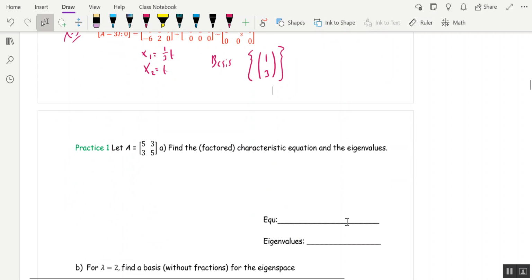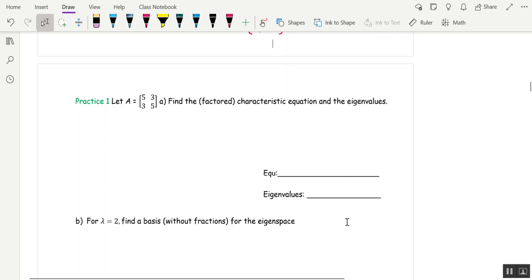Here's one for you to try. And I did not put the solution at the end, so pause the video, do it, try and do perfect notation, pretend this is a test, and then come back and see what I do.